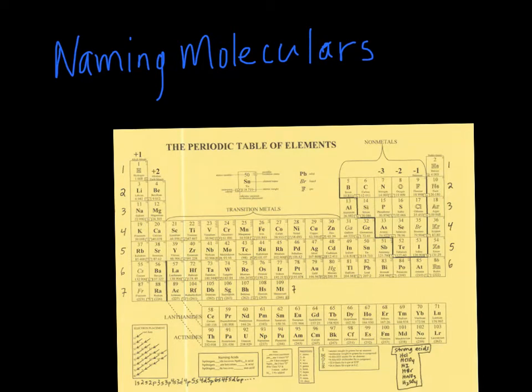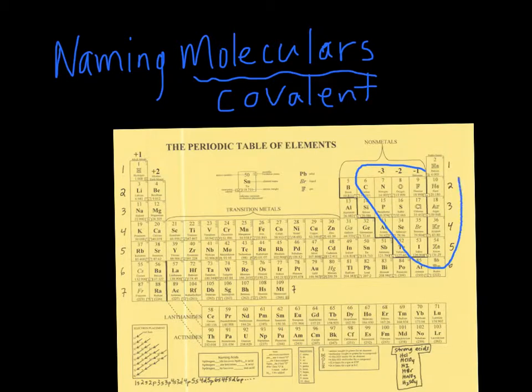This podcast is about naming molecular compounds, and by molecular compounds, I mean compounds that are covalent. Covalent compounds are two or more nonmetals, and to review, the nonmetals are going to come from over here. So there's not nearly as many elements to choose from as there are the metals.